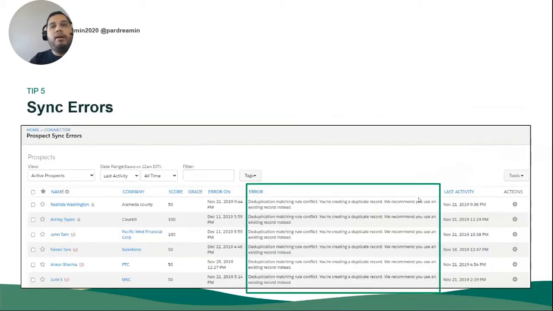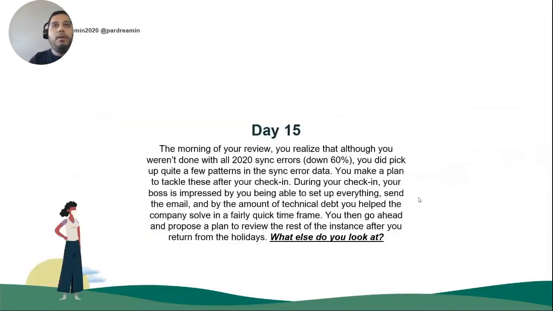All right, and this is how that log would look. So you're on day 15. You're down to 60% of those errors, so good for you. You knocked it out. On your check-in, your boss is really impressed with everything that you've done. And then you go ahead and propose a plan to review the rest of the instance after you return from the holidays, because you deserve 2 good weeks of solid vacation with your family. So where do you go?